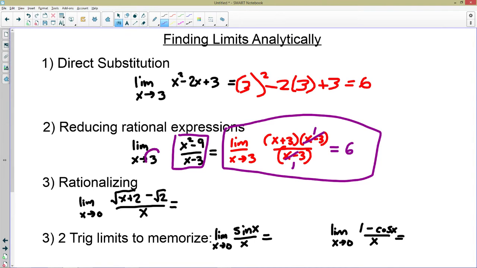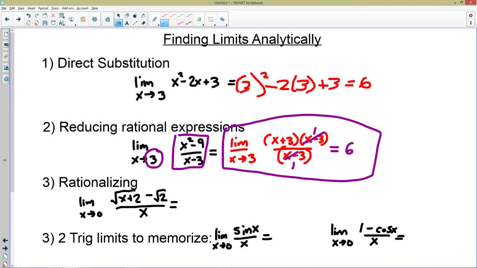But we don't care what the actual value at 3 is. We talked about this earlier in the first video with limits. So the limit of this function I've circled here, the original problem, is also 6 because it's the same exact problem except at one point, and that's the only point we don't care about.